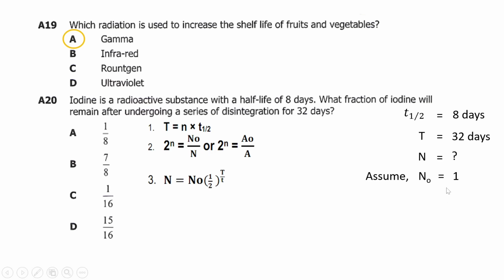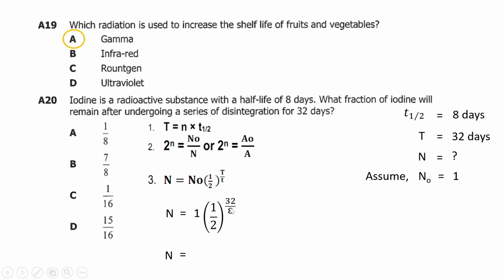Then I'm going to use this formula here to do it at once. What I'm looking for is N. So N, unknown, is equal to initial amount 1 times 1 over 2, to the power total time 32 over half-life, which is small t, 8. So it will be 32 over 8. Then the remaining amount is equal to 1 times everything here. You know 1 doesn't affect everything, so I'll have the same thing.